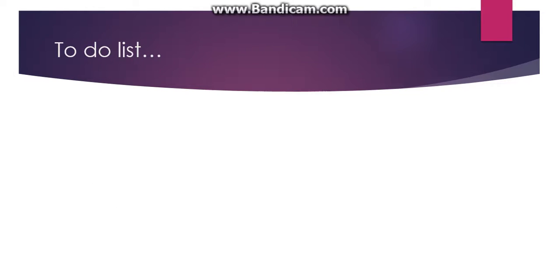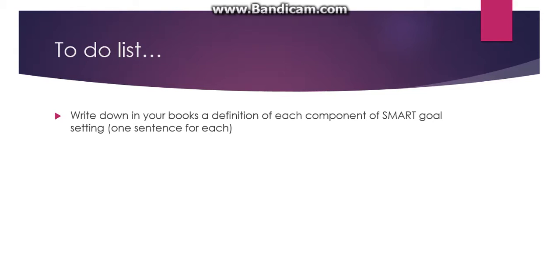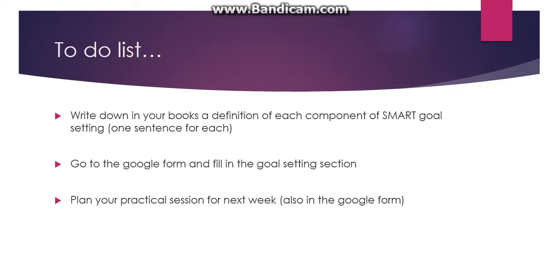So your to-do list today is that you're to write down in your books a definition of each component of the SMART goal setting. So one sentence of each. So I'm looking for the SMART, one sentence on each one. Then I want you to go to the Google form and fill in the goal setting section. And then I want you to also, in a Google form, plan your practical session for next week. So that way we're all ready to go and time is used effectively.